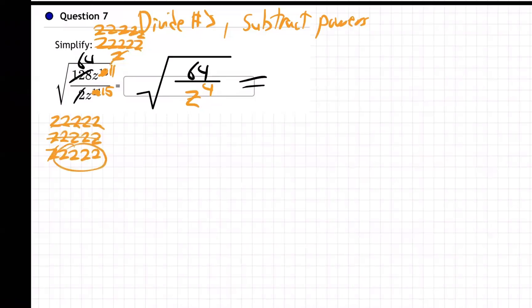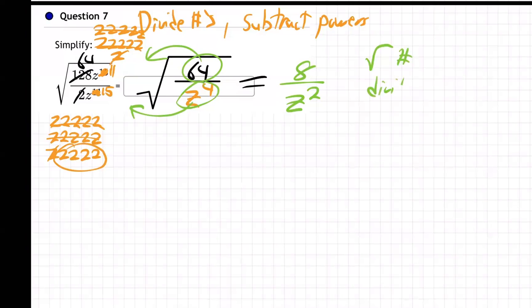So now we would say, we don't need the square root anymore. We're going to square root both the numbers. What's the square root of 64? Out comes an 8. And what's the square root of z to the 4th? Z squared. And we're done. No more square root, right? You square root the number and you divide the power in half, right? I cut the power in half.